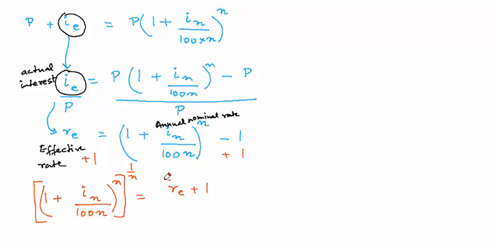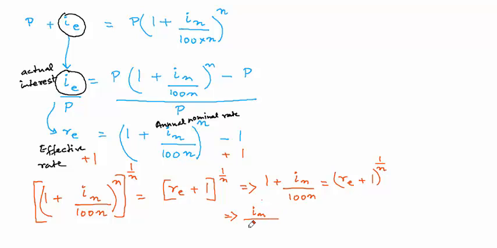Raise this to the 1 over n and do the same on the other side. That means we have 1 plus IN over 100n is equal to RE, the effective rate, plus 1 raised to the 1 over n, where n is the number of times the calculation is done every year. Take the 1 on the other side, meaning subtract 1 from both sides. You get IN over 100n is equal to the effective rate plus 1 raised to the 1 over n minus 1.